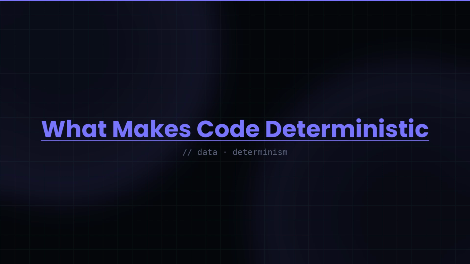Today we open up the actual mechanisms that make code non-deterministic. Floating point arithmetic, hash map ordering, threads racing each other, hidden inputs like the clock and random generators, the outside world, and uninitialized memory. By the end, you will know exactly where determinism breaks down.